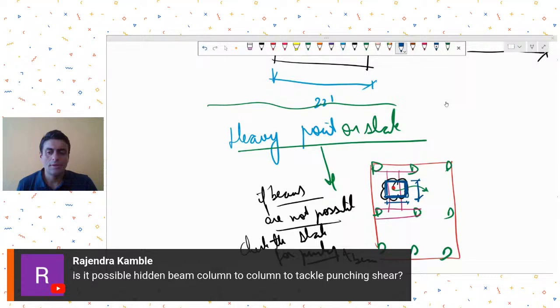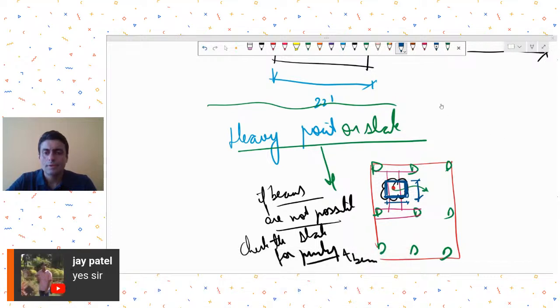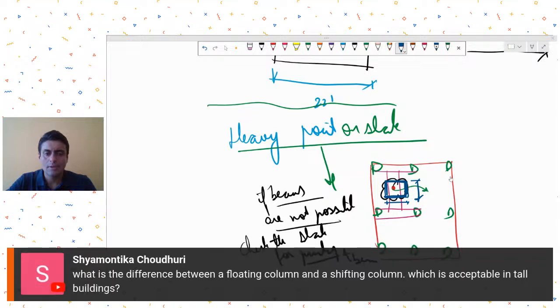Mr. Rajan Kamre is saying, is it possible to use a hidden beam column to tackle punching shear? I think he is talking in response to this heavy point load on slab question. Okay. Yes, Mr. Jay is an engineer. Swapnil Patil is a practicing engineer.